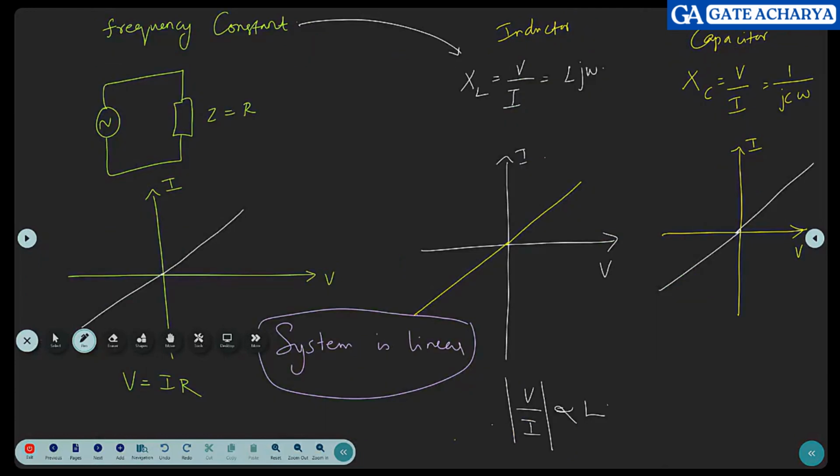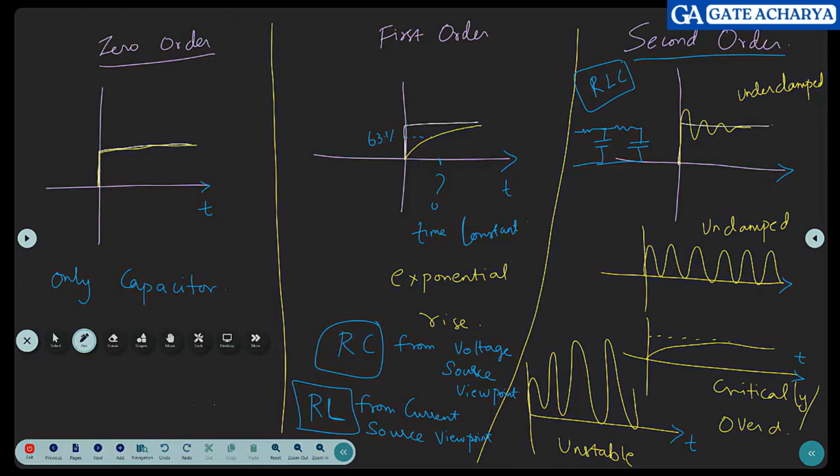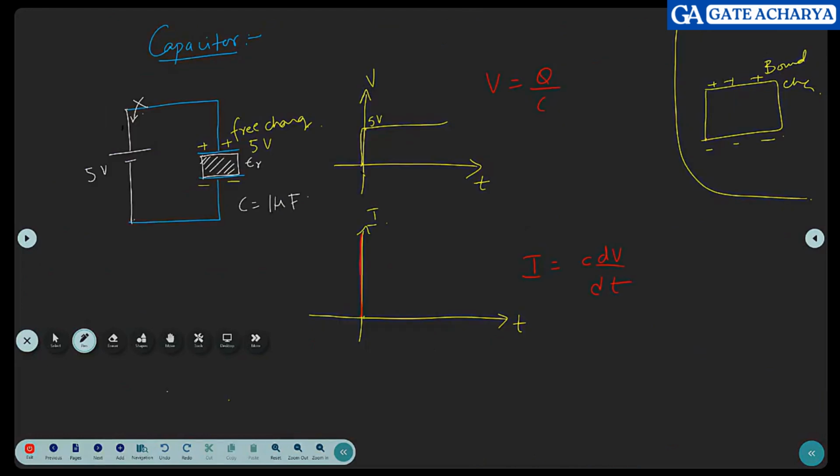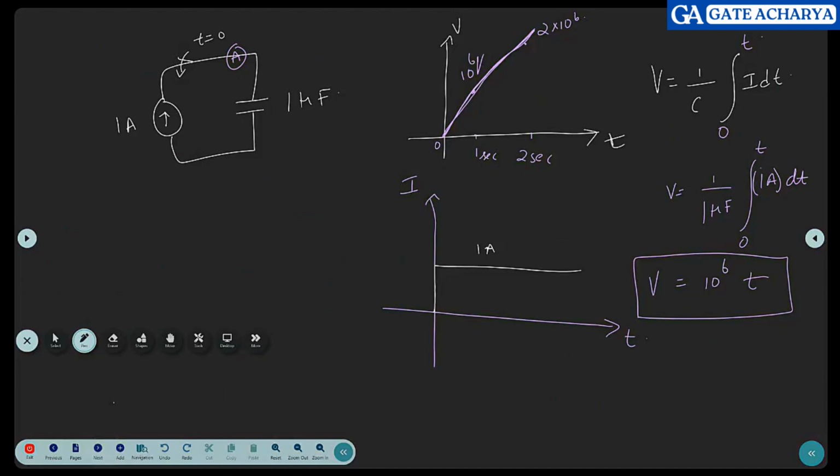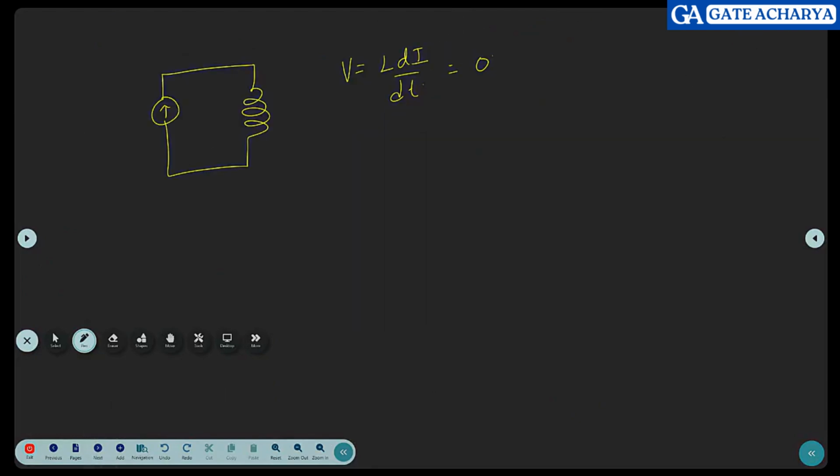So after this, we just said all these three components are all linear. RLC, all these three are linear components. And then we just gave an introduction for a zero order system, first order system, second order system. What kind of time responses you could expect. We call it transient responses. And then a bit of introduction for this transient response for a capacitor with voltage source, current source, inductor with voltage source, current source. That's all I did.